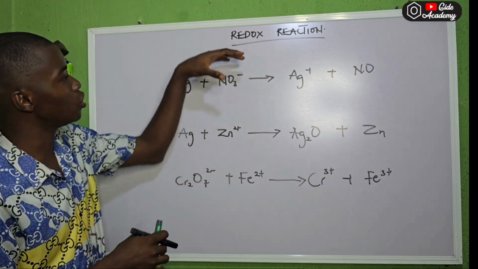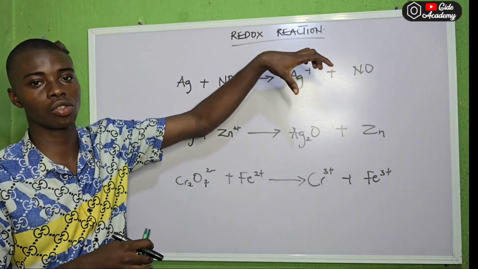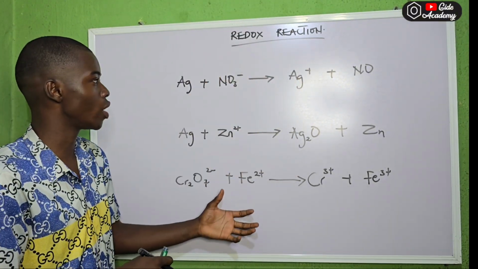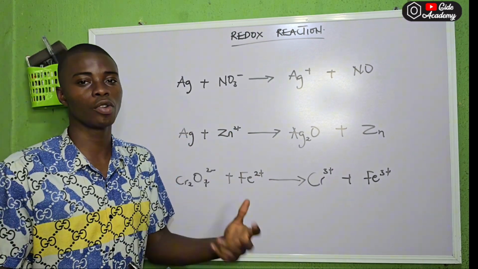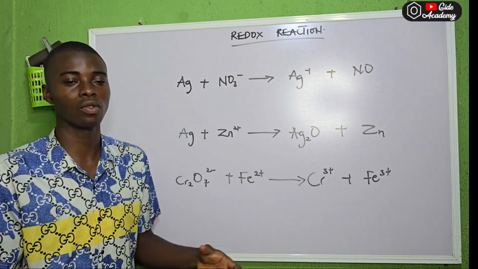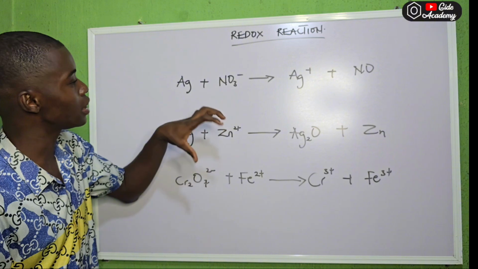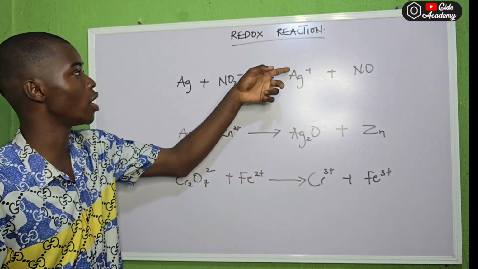In this particular video, we'll be working on redox reactions. These are examples of redox reactions, and I've dropped a video already on how to get the oxidation number of a compound. So now the first thing that should come to your mind is, what is a redox reaction?